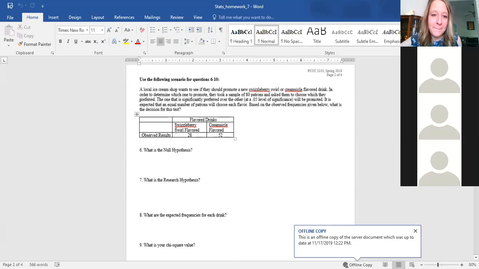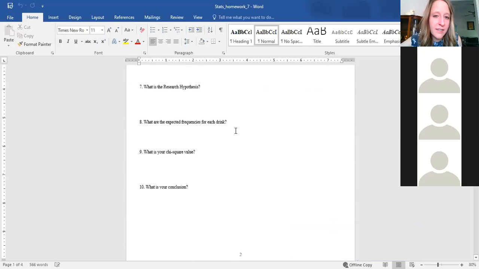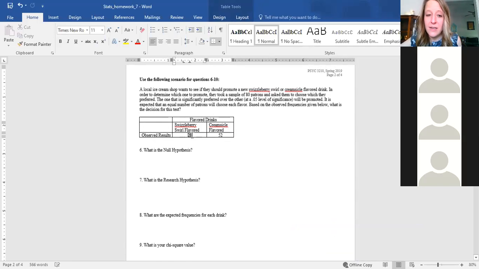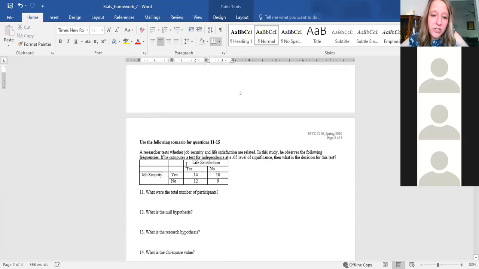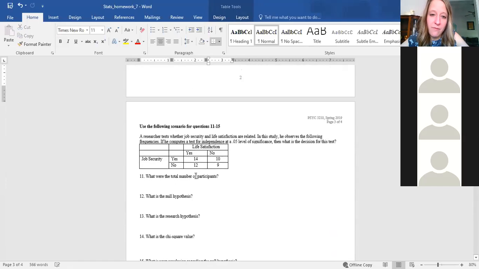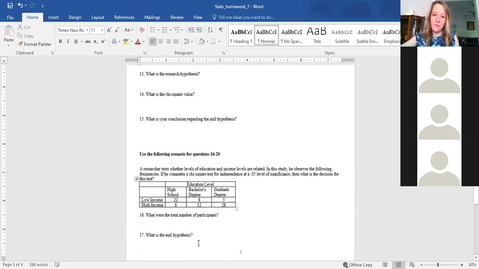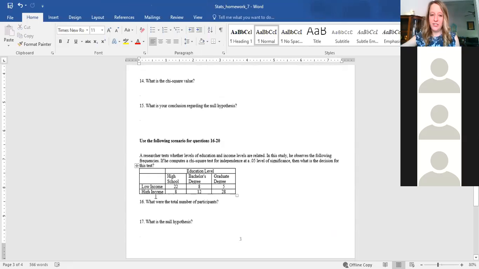So if you look here, this 6 through 10, this is the one-way chi-square. Because you have just one variable. You have flavored drinks. And this is the number of people who liked the swizzleberry, and this is the number of people who liked the creamsicle. Right? And so that's your one way. And then the two way is this 11 through 15, where you've got two variables, life satisfaction and job security. Okay, perfect. And then the same way for this one is the two-way, education and then income.